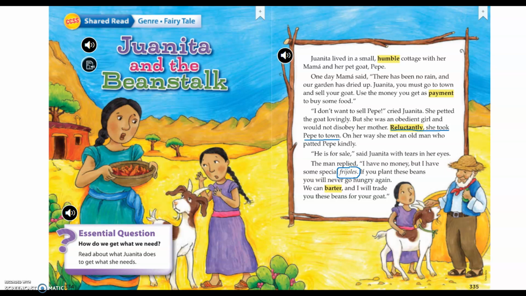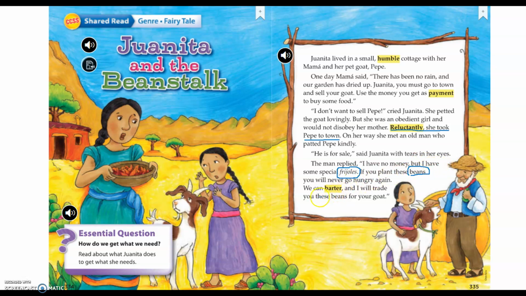What does the word frijoles mean? Using context clues from this paragraph, I see that frijoles means beans, because when he talks about them again, he uses the word beans instead of frijoles. So frijoles is the Spanish word for beans.